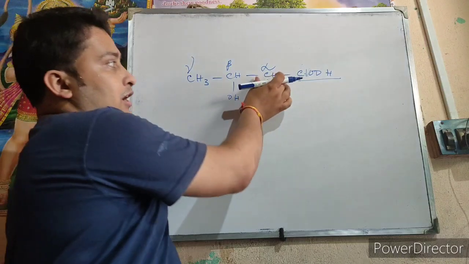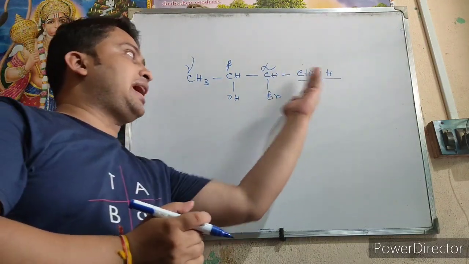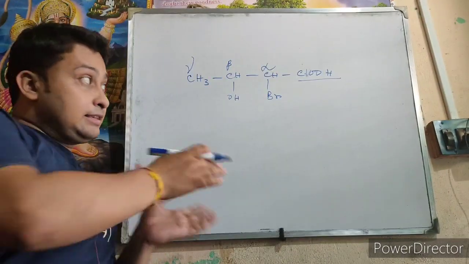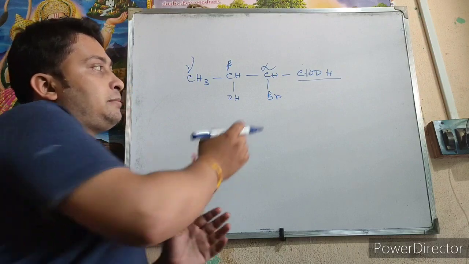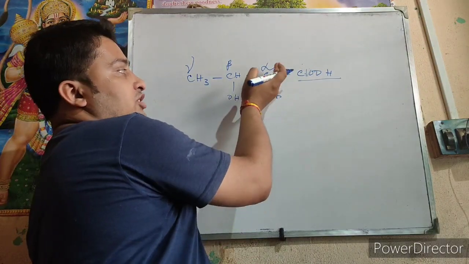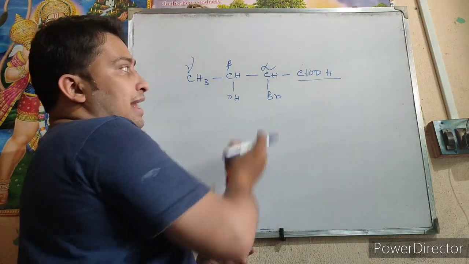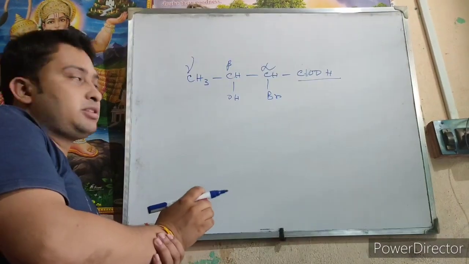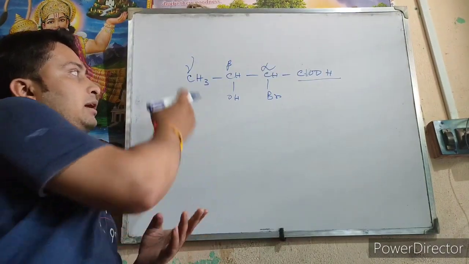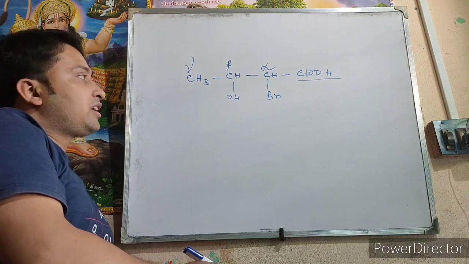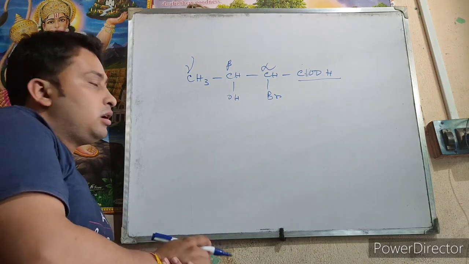What do you mean by alpha carbon? Alpha carbon means the carbon just behind the COOH group. In this case, just behind the COOH, it's called alpha carbon, and then that carbon is called beta carbon, and the carbon behind that is gamma carbon. So this is simple.